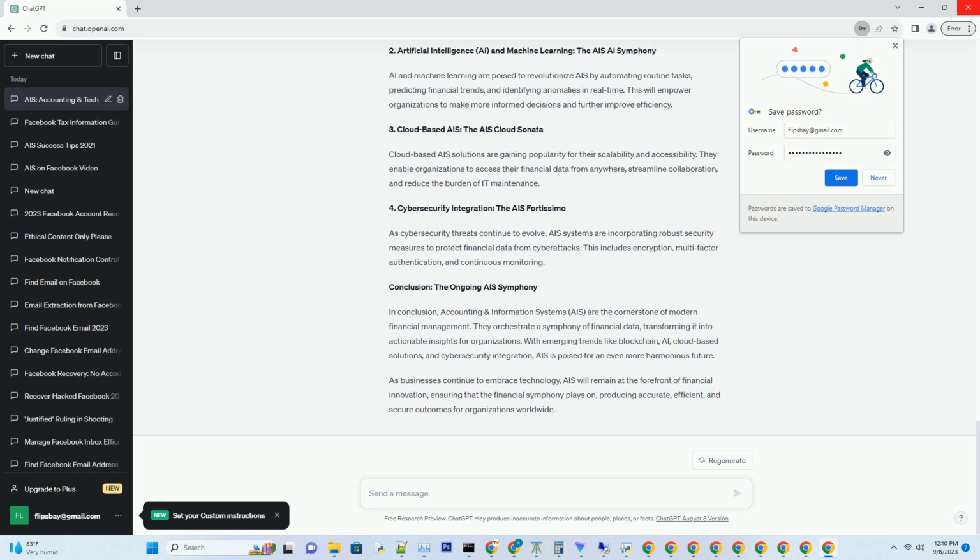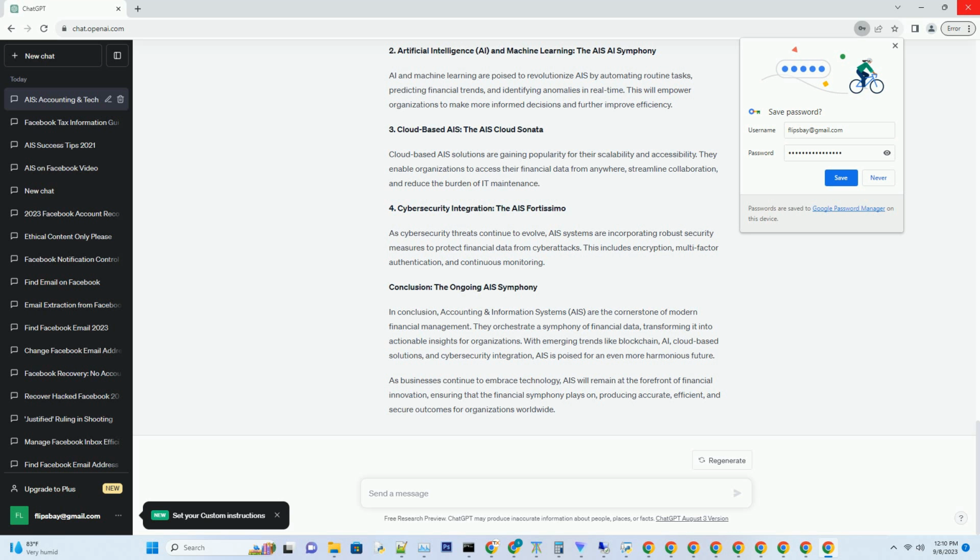Number 4: Cybersecurity integration, the AIS fortissimo. As cybersecurity threats continue to evolve, AIS systems are incorporating robust security measures to protect financial data from cyber attacks. This includes encryption, multi-factor authentication, and continuous monitoring.